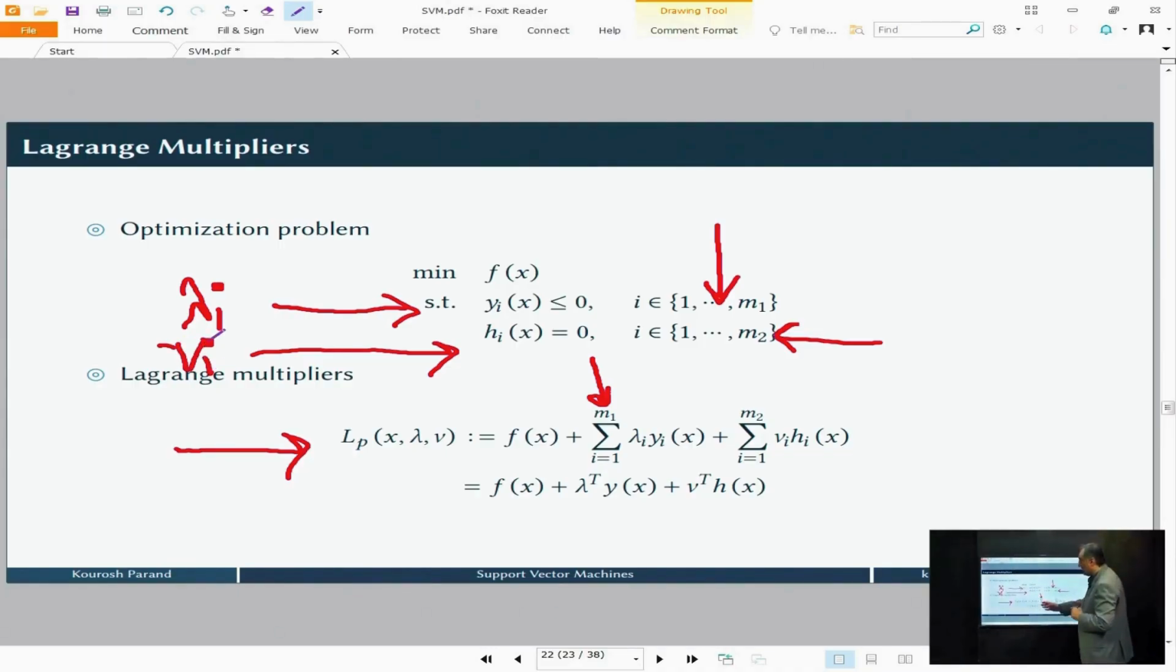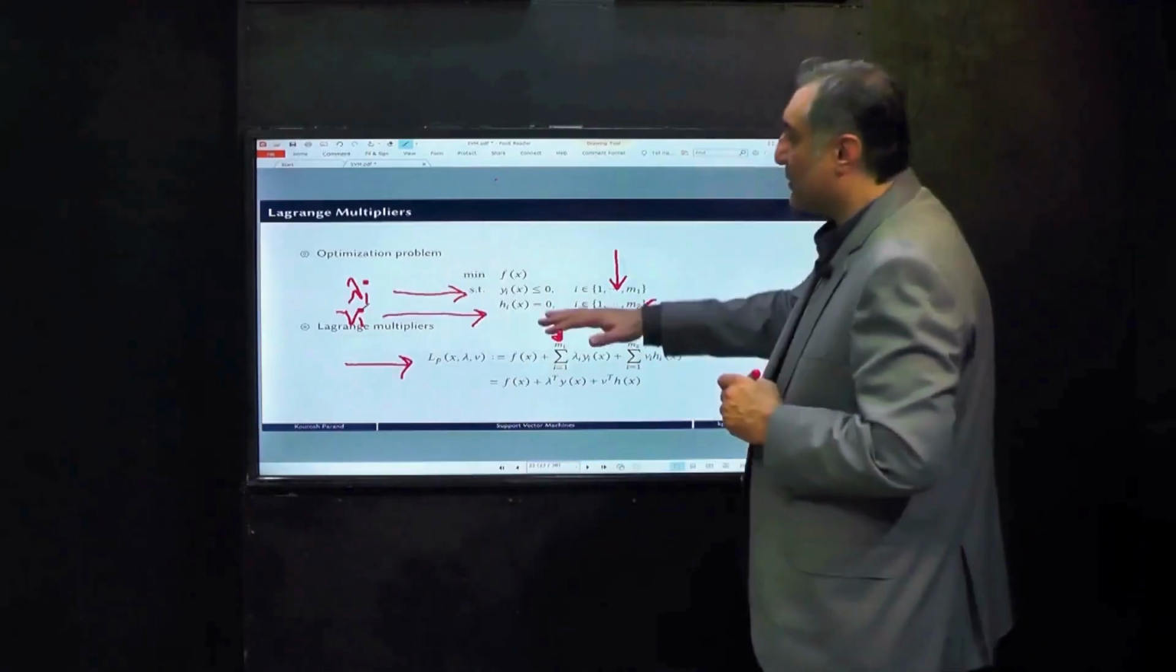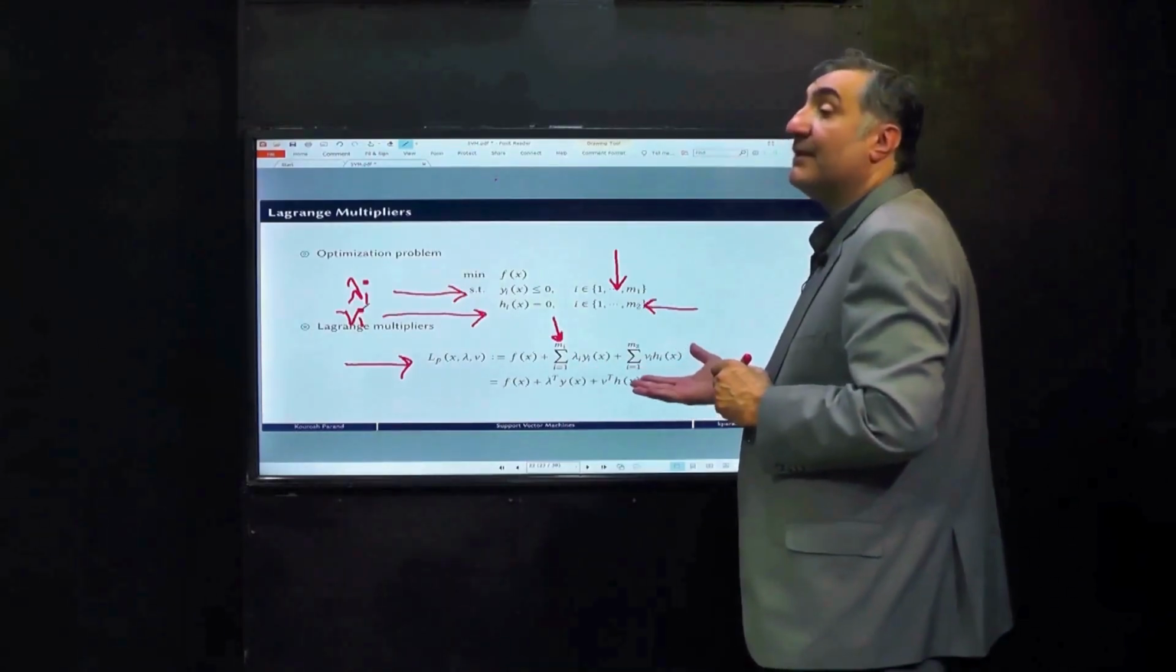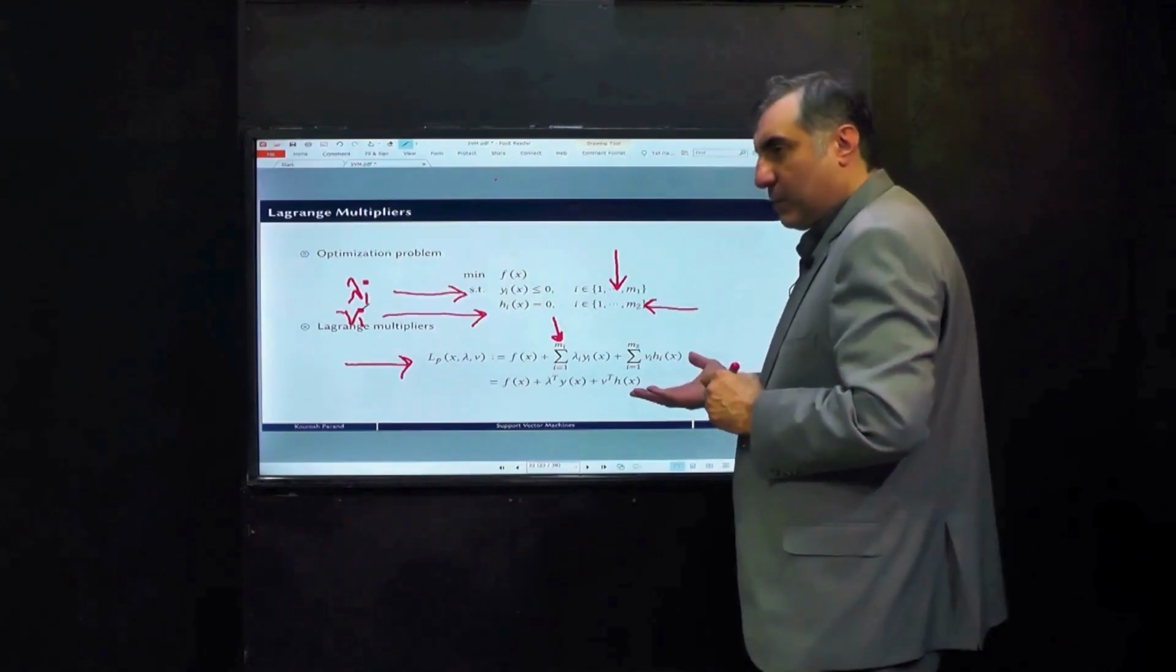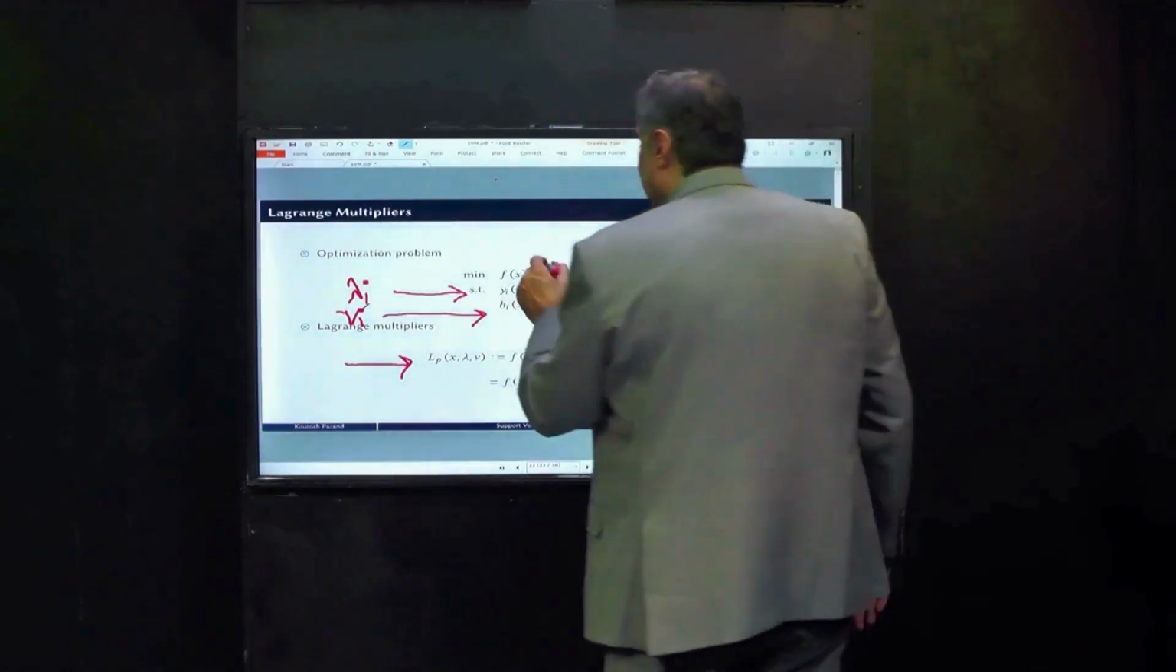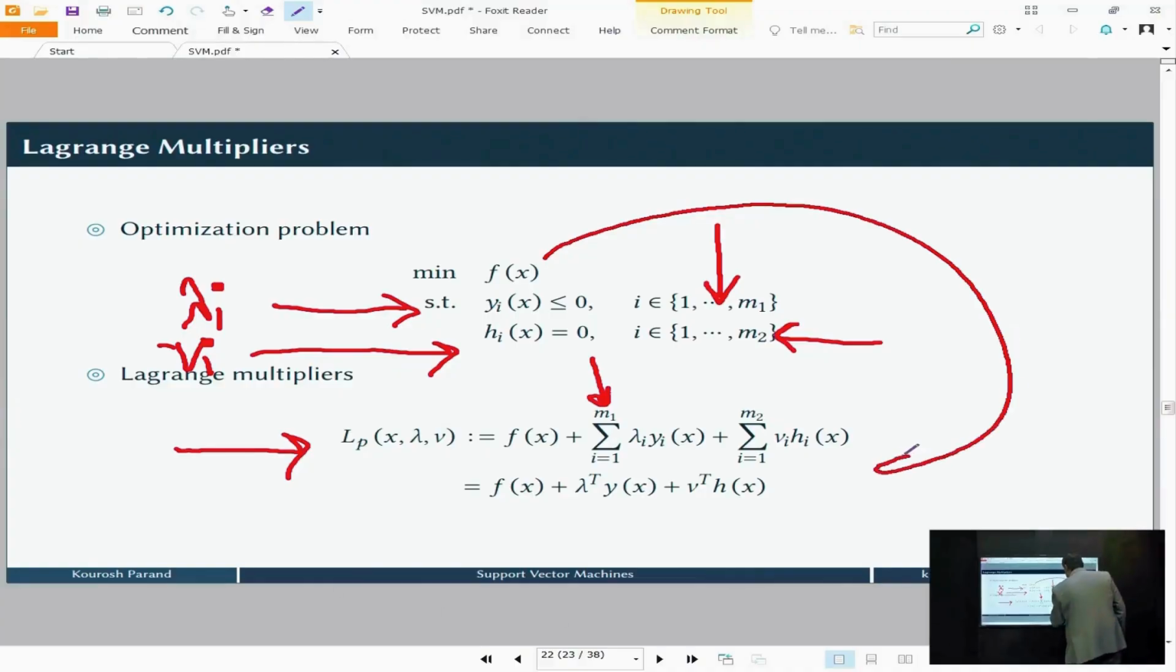So, our problem, meaning a constrained problem, how does it become an unconstrained optimization problem? It gets transformed. I turn this optimization problem into an equivalent optimization problem. Now pay attention here. I have the lambda i coefficients and what else? The v_i's, which I've brought in here. What do we call these? These are called the Lagrange multipliers.